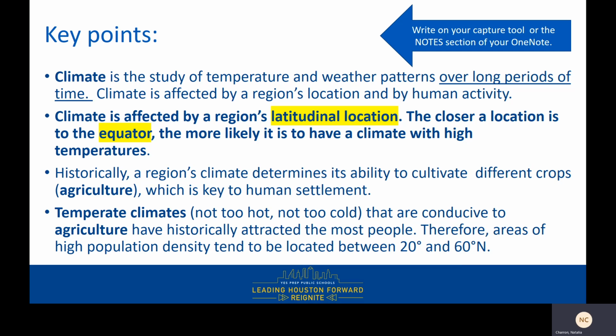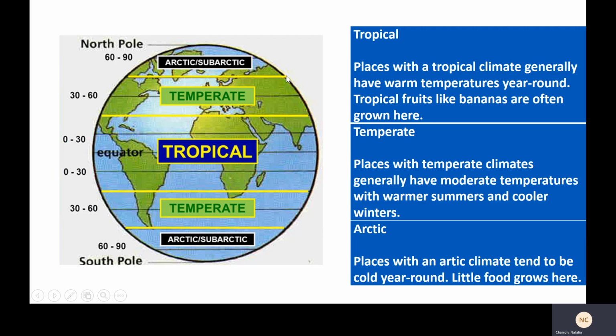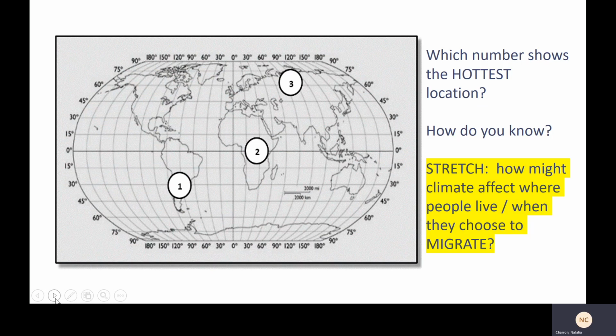So areas of high population density, where there are the most people concentrated in the space, tend to be located between 20 degrees north and 60 degrees north of latitude. So that would be like right here-ish. This nice zone is where most early civilizations developed and where most people, at least in the early stages of history, lived. Other than temperate climates, we have tropical climates centered around the equator. And then at the very edges, we have Arctic and subarctic climates, really, really, really cold. So of these lines of latitude, number 2 would show the hottest location because it is on the equator.